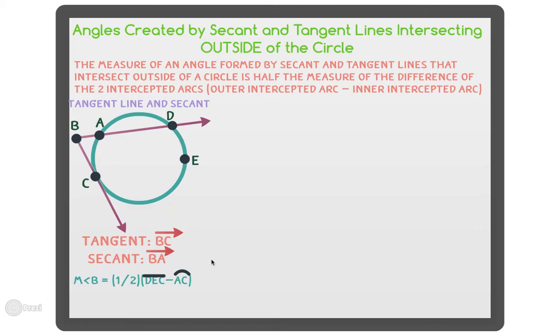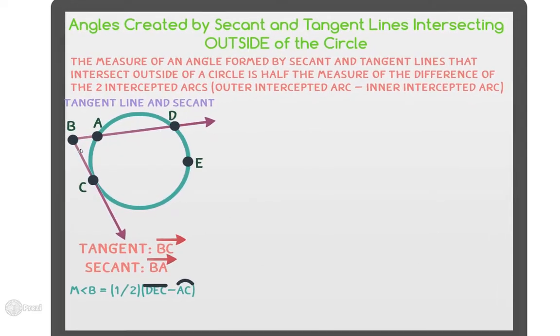But anyways, the measure of the angle outside the circle is equal to half the measure of the two intercepted arcs subtracted from each other. When I say subtracted, or the difference, we're going to be subtracting the outer intercepted arc, which is the arc furthest away from our outside angle that it intercepts. Okay, and then we're going to subtract the inner intercepted arc.